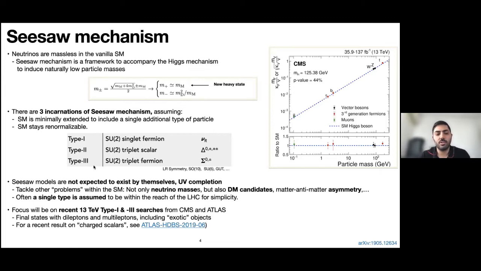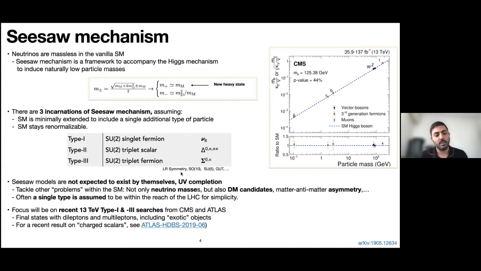And of course, these additions are not expected to exist by themselves. There's always some sort of UV completion that one has to do to build a more realistic model. These could be things like left-right symmetric models, larger gauge groups, grand unification, and so on. And model builders, when they do these things, often don't only address neutrino masses, but also tackle other problems, like creating a dark matter candidate or addressing the matter-antimatter asymmetry, and so on.